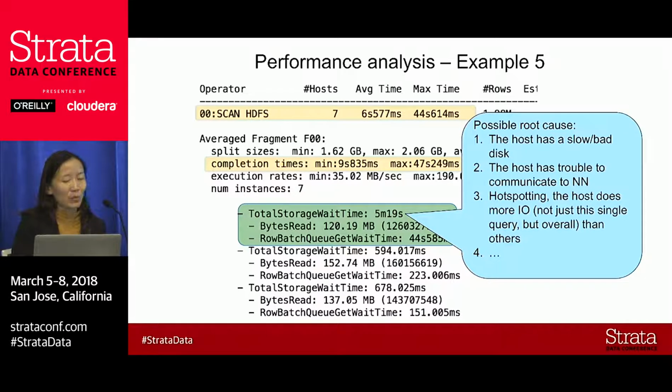So this is a tricky issue. It can have different costs. It could be that this host has a slow disk or some bad disk, or it could be that this host has some trouble connecting with the name node, because when you read the data initially, you need to access the name node once to open the file. And it could also be that this host, for some reason, has some I/O hotspot, like a lot of queries all reading from the same disk, causing this one to have longer waiting time. So although it cannot help you fix it, at least it gives you some information on what you can do next.